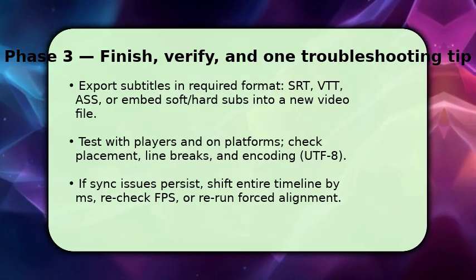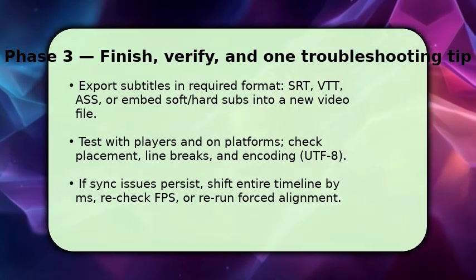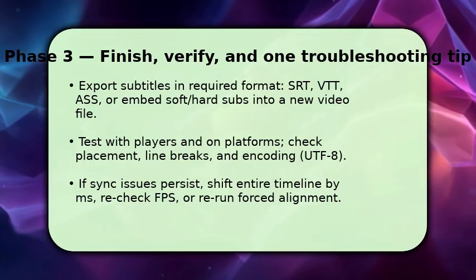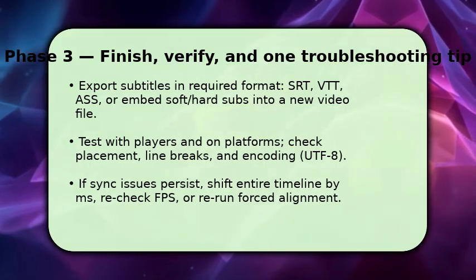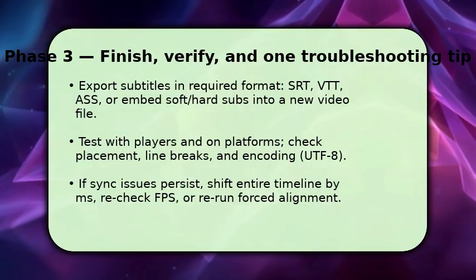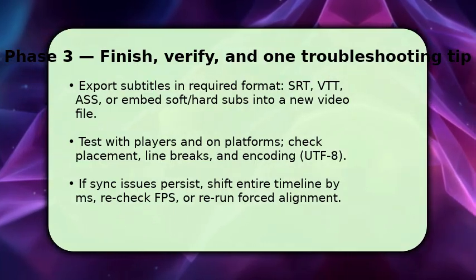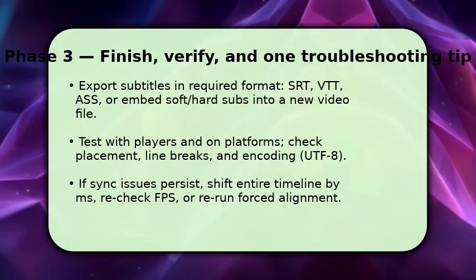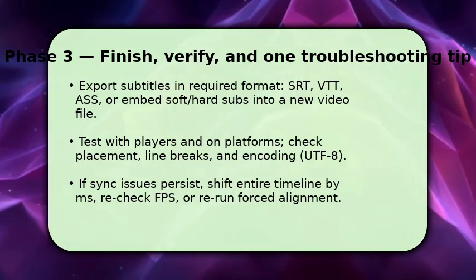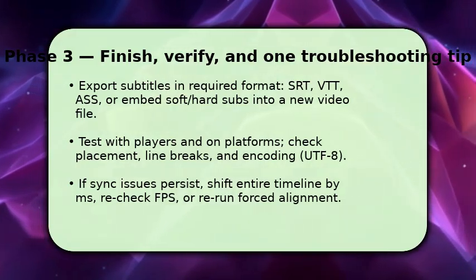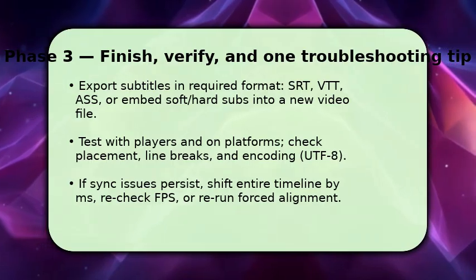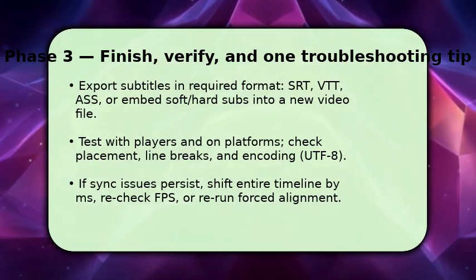Once exported, load the subtitle file in multiple players and on your target platform to confirm timing, line breaks, and UTF-8 encoding. If things go wrong, shift the whole subtitle timeline by a few milliseconds, recheck the video's FPS, or run forced alignment to resync automatically. This fixes most remaining drift or offset problems.